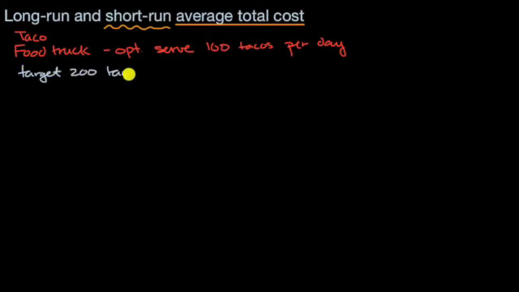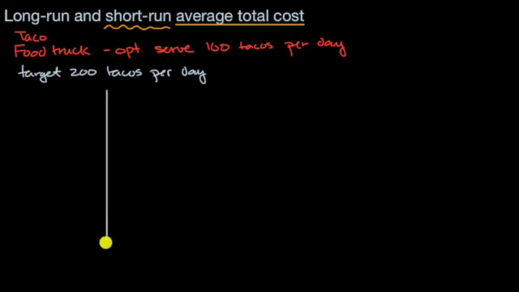200 tacos per day. Now, in this world, what you would want to do is optimize your fixed costs to minimize your average total costs for 200 tacos per day. Remember, your fixed cost is essentially going to be, let's say it's just your food truck, and then you're going to have variable costs. It might be the staff that's making the tacos. It might be the supplies for the tacos, things like that. And so you might have an average total cost curve that looks like this.